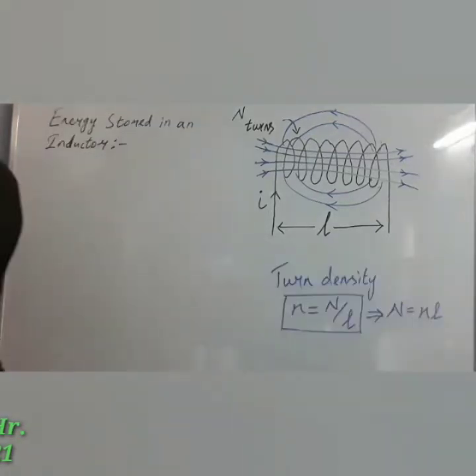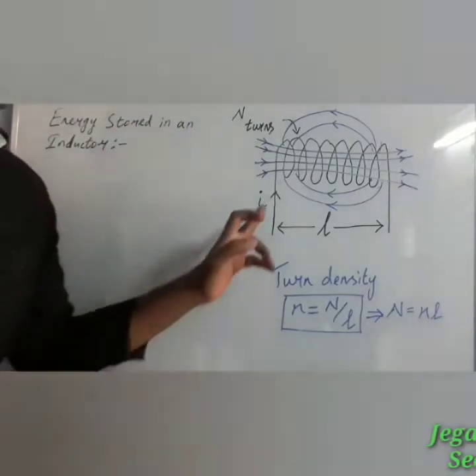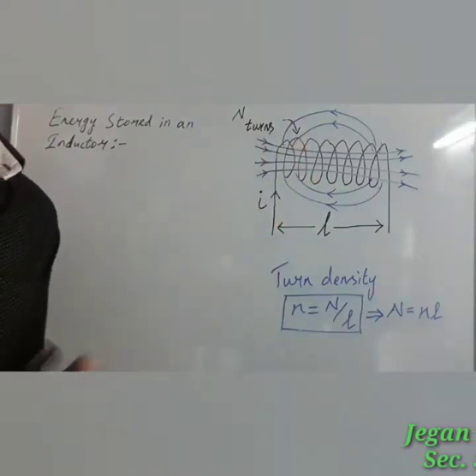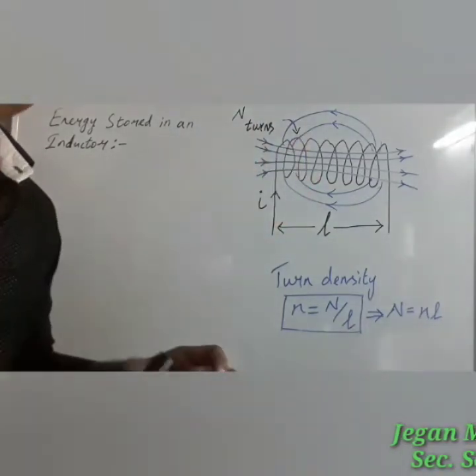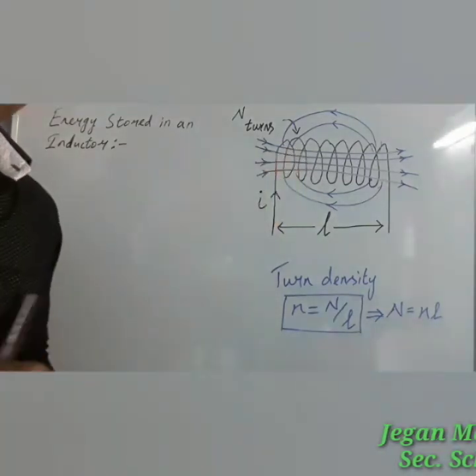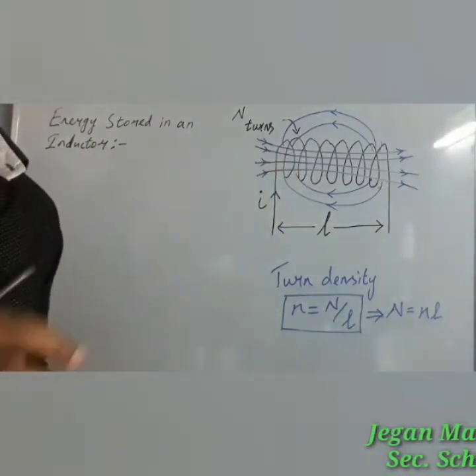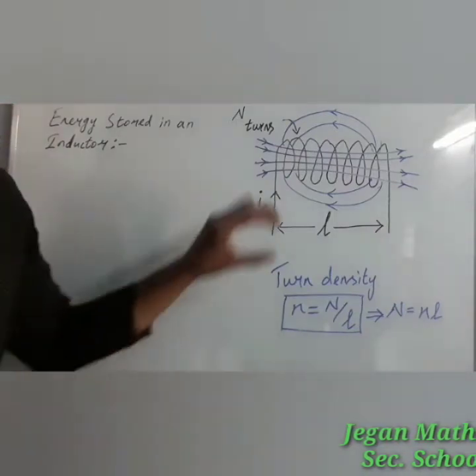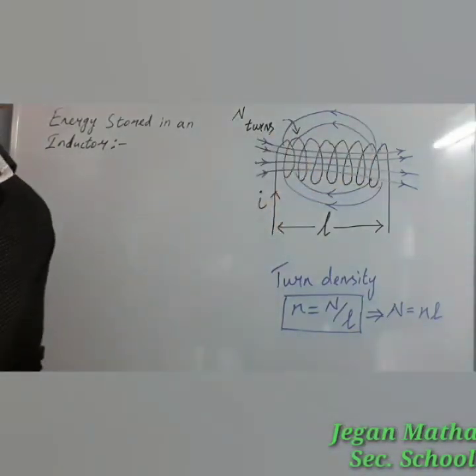Now we are going to discuss energy stored in an inductor. Whenever a current is established in a circuit, the inductance opposes the growth of the current. To establish a current in a circuit, work is done against the opposition by some external agency. This work done is stored as magnetic potential energy.